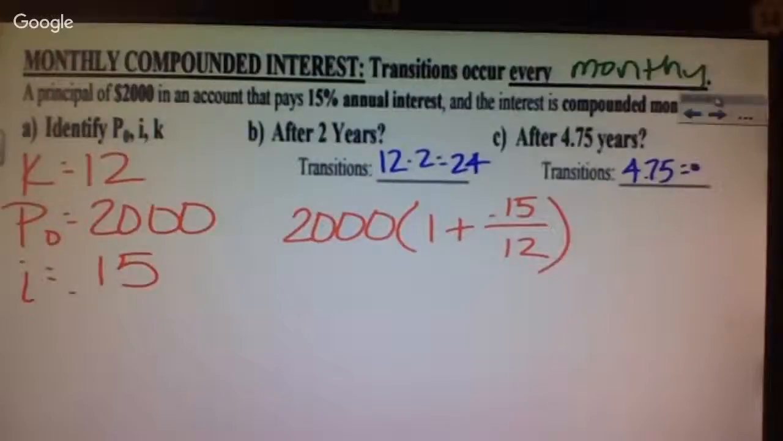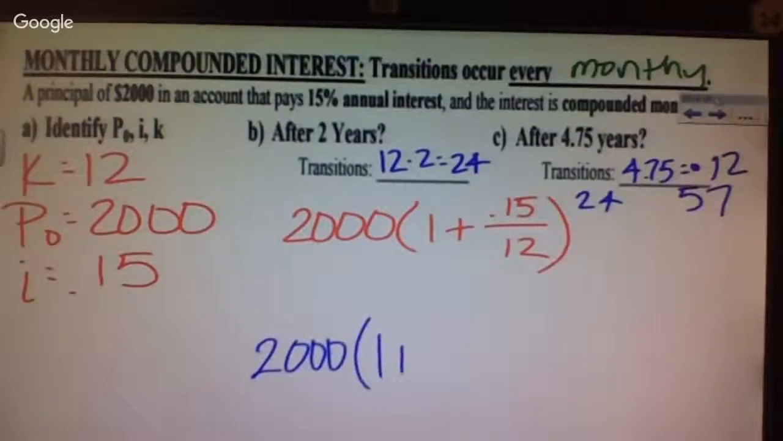Oops, times 12, that shouldn't be an equals. 57. You said 57. Whew. Okay, so the first one, I'm raising it to the 24th. The second one, I'm raising it to the 57th.